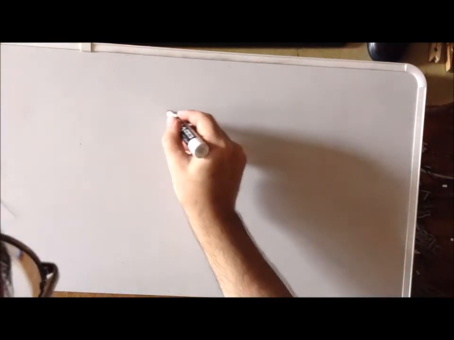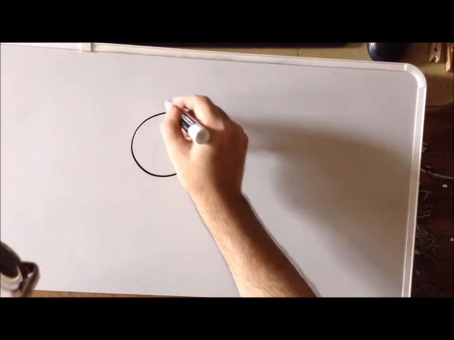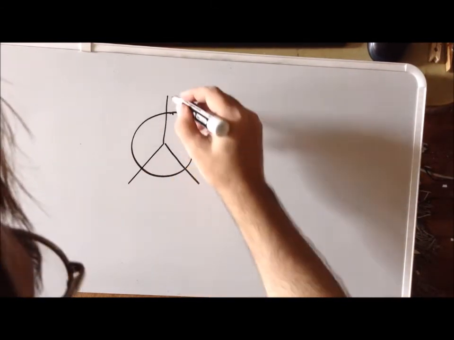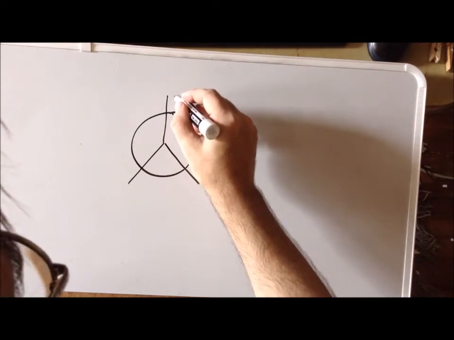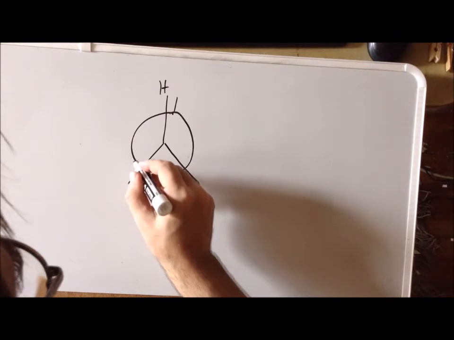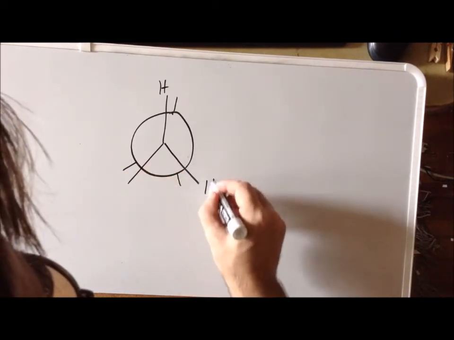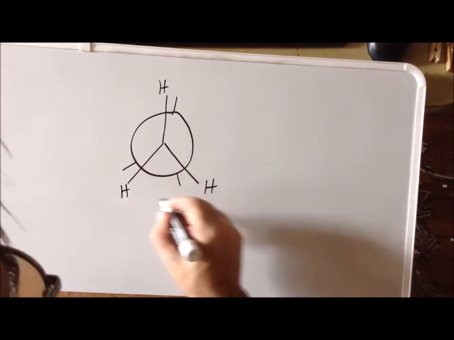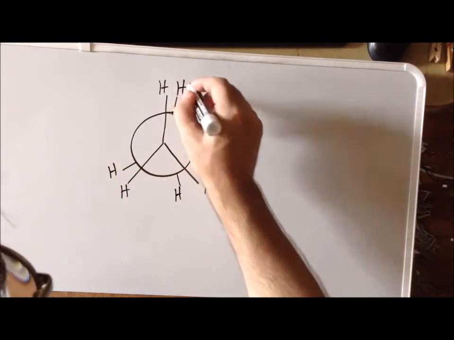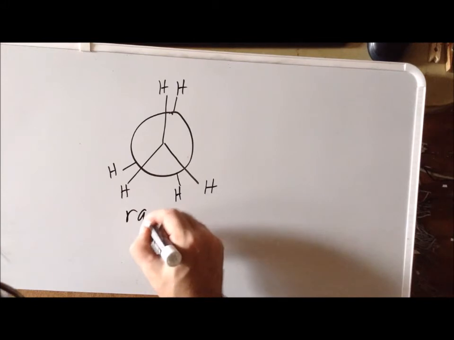Last but not least among ethane conformations, let's look at one last Newman projection. And this time we're going to put the other hydrogens not exactly lined up, but then again not exactly halfway in between either. So this is what we call a random conformation.